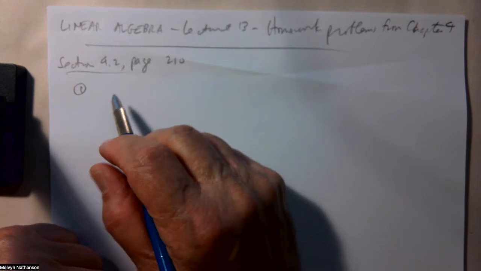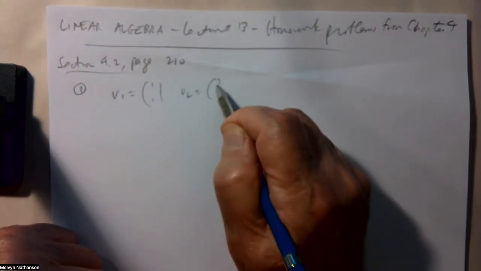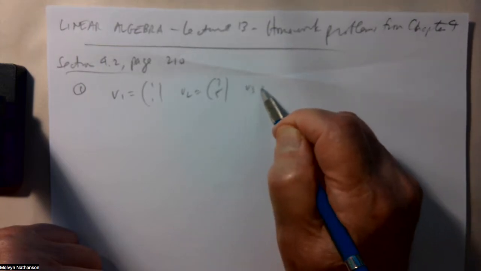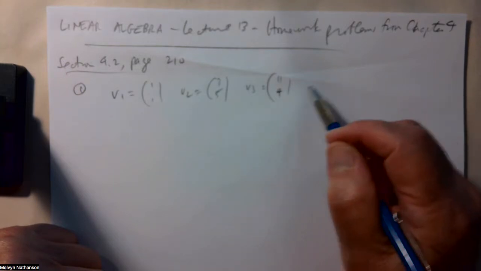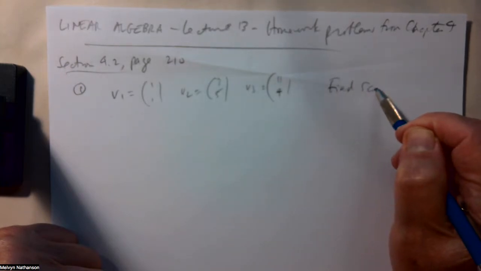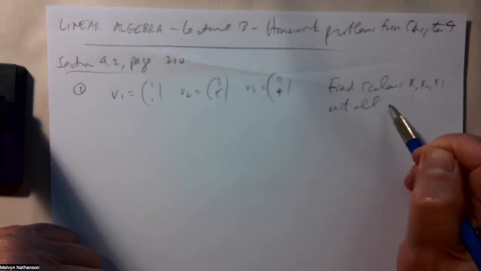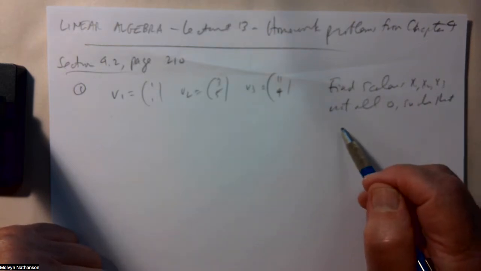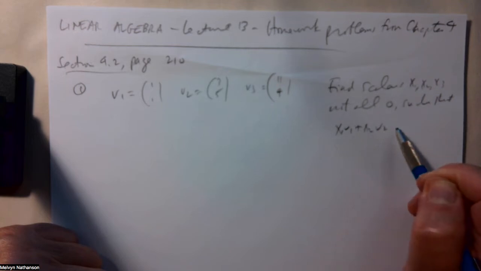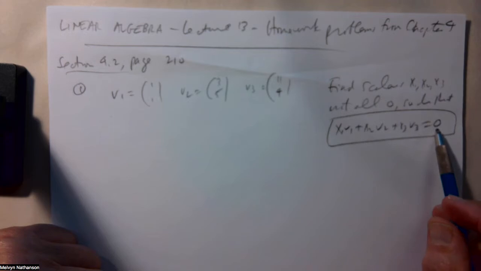We start with certain vectors in R2. V1 is the vector 1, 1. V2 is the vector 3, 5. V3 is the vector 11, 4. And we want to find scalars x1, x2, x3, not all zero, such that if we take the linear combination x1 v1 plus x2 v2 plus x3 v3, we get the zero vector. Again, remember, this is the zero vector and not the number or the scalar zero.